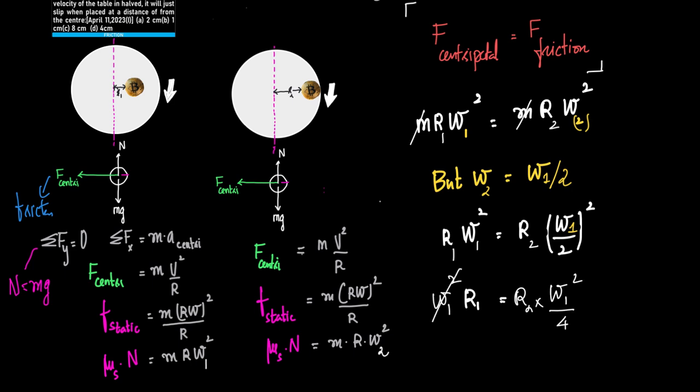Omega 1 square by omega 1 square is 1, and therefore what we get is r2 is equal to 4 times r1. And what's the value of r1? It is 1 centimeter. So this becomes 4 into 1, and therefore the value of r2 is 4 centimeters. So r2 is 4 centimeters.